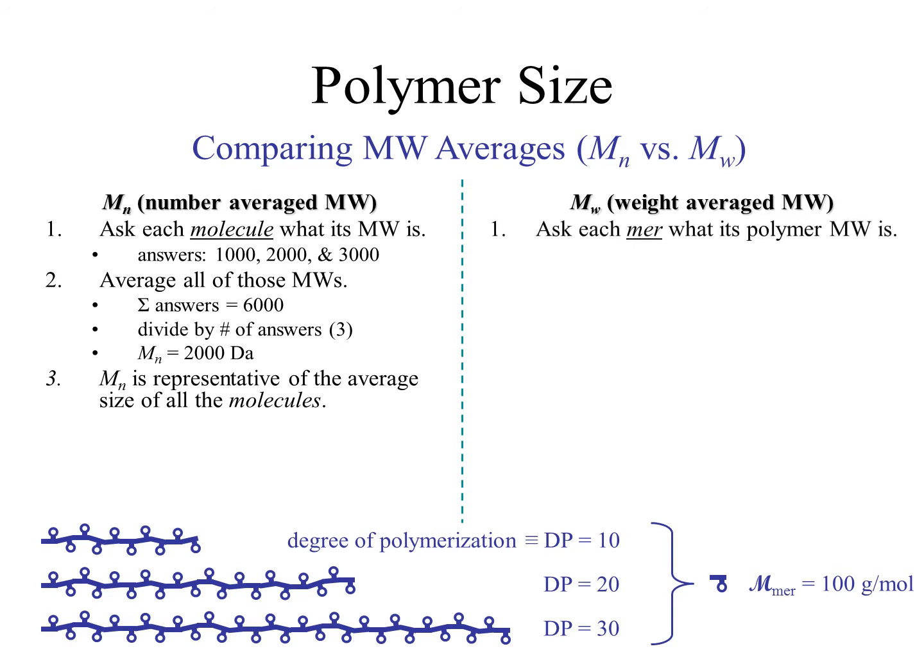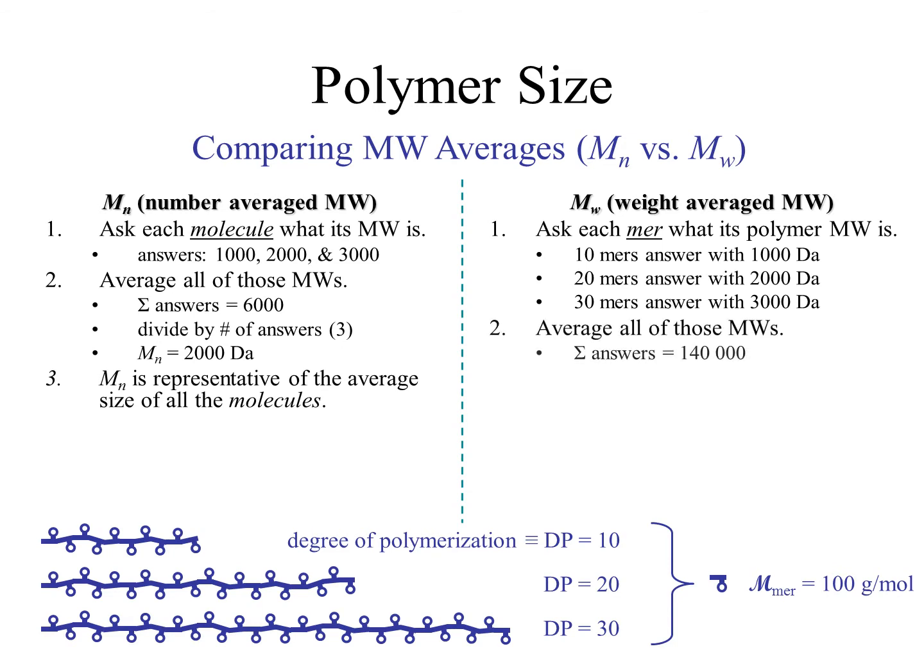In contrast to this, the weight average molecular weight begins by considering each mer in the sample. If we are to ask each mer, what is the size of the polymer you are in, we get 10 mers, which all answer 1,000 Daltons. These are all of the mers from the top molecule, in case you were wondering. Moving on to the second molecule, each of its 20 repeat units all respond with 2,000 Daltons. Following suit, the 30 mers in the bottom molecule all give 3,000 Daltons as an answer.